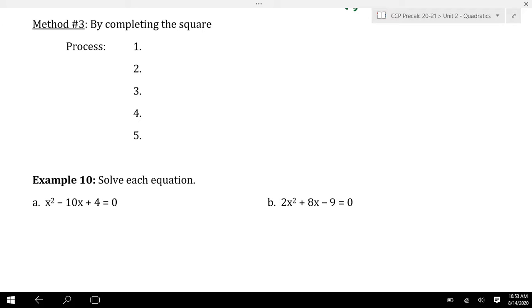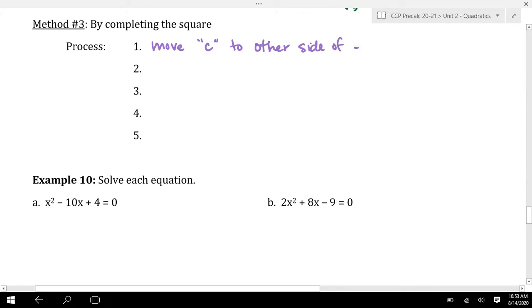Okay, so completing the square, there's a 5-step process that I'm going to lead you through or remind you of, hopefully. Step number one, the first thing you want to do is move the c to the other side of the equation. Typically, we want everything on one side of the equation and we want it to equal 0, but when we're completing the square, we want to get that c, that constant, on the other side. So it's not going to equal 0 anymore. It's going to equal whatever c is moved over. Okay, so that's step one.